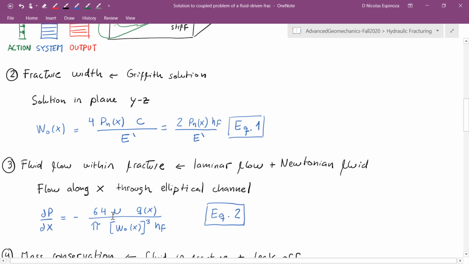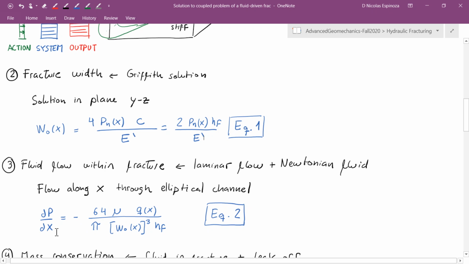That solution we can still apply because we're just calculating the gradient of the pressure at a given width. We know the width is going to vary, and so will the pressure gradient as a function of that. But since we're calculating just the gradient, this is enough for now. So in this equation, we have the pressure gradient along the fracture, along direction x, and we see this is a function of the viscosity of the fluid, the rate of fluid flow through the fracture, the width of the fracture, and also the fracture height.